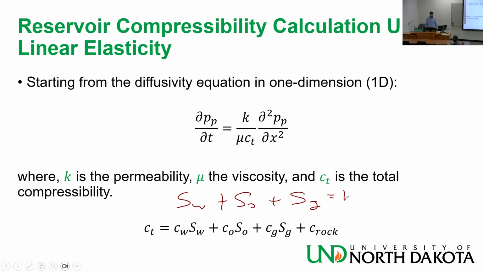equals 1. If I say the saturation of water in this reservoir is 0.4, it means that 40% of the empty space in the reservoir is water. It should add up to 1. So I take the compressibility of each, and it's a weighted average of the compressibility. Now, this equation is not exactly correct, but it's good enough for what we do.